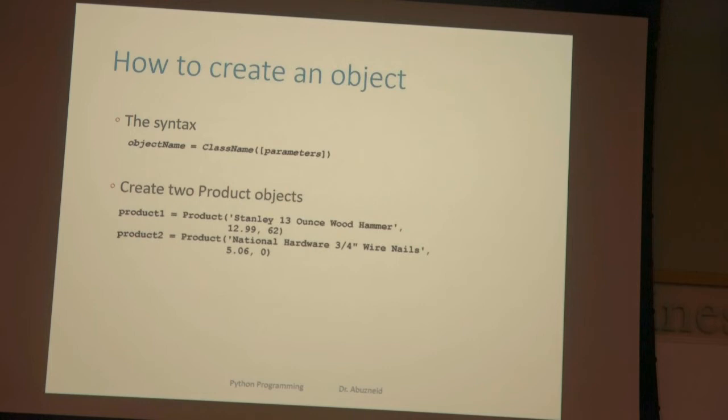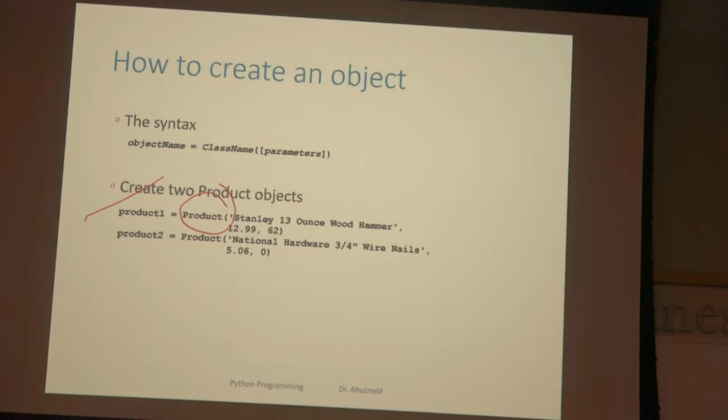So, how to create an object? We have seen that. For product one, that's the name of the object, and then you call it by calling the name of the product, and you give it the parameters according to the constructor. We'll talk about constructors in a second, how they work. Is the order important, Professor? The order here is very important, okay?